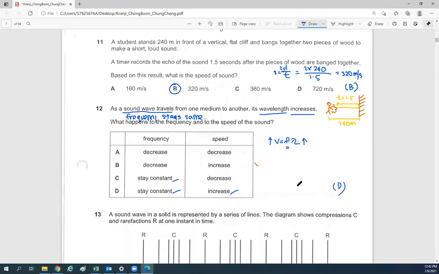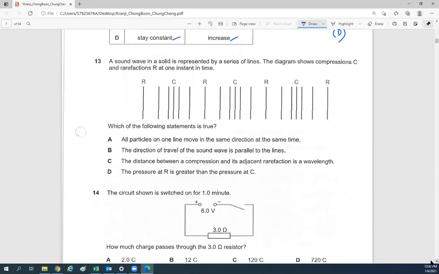Okay. I pause here for the last 3 questions. Any issues any of you have? Okay. Take that as a no. Then let's move on to question 13.